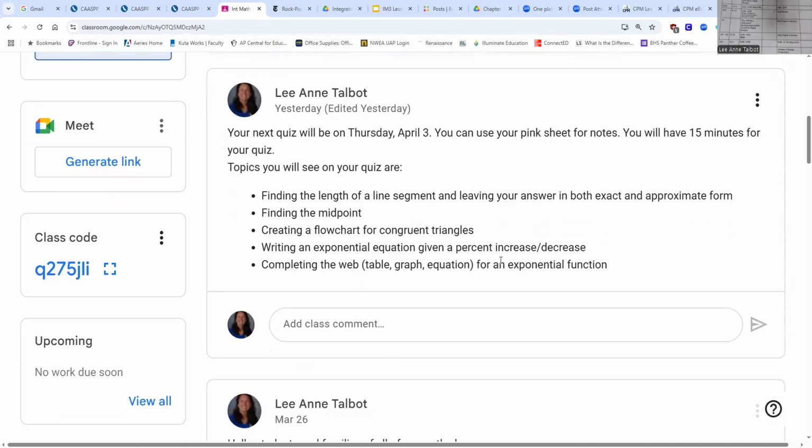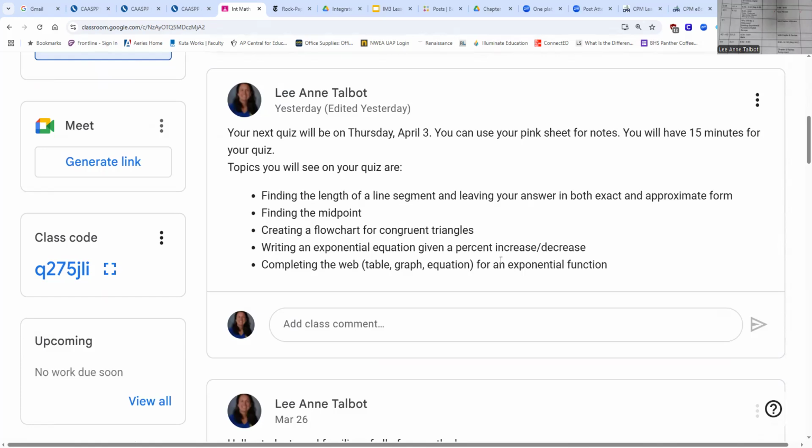Okay, let's read this together, everybody. Your next quiz will be on Thursday. You can use your pink sheet for notes. We'll have 15 minutes for the quiz. There are 4 problems, but these 2 are kind of together. So finding the length of a line segment and leaving your answer in both exact and approximate form. So that's like the Pythagorean theorem, and then simplify the square root and then the decimal. Finding the midpoint. You can use a graph for that to eyeball it, or you can do the formula, either one.